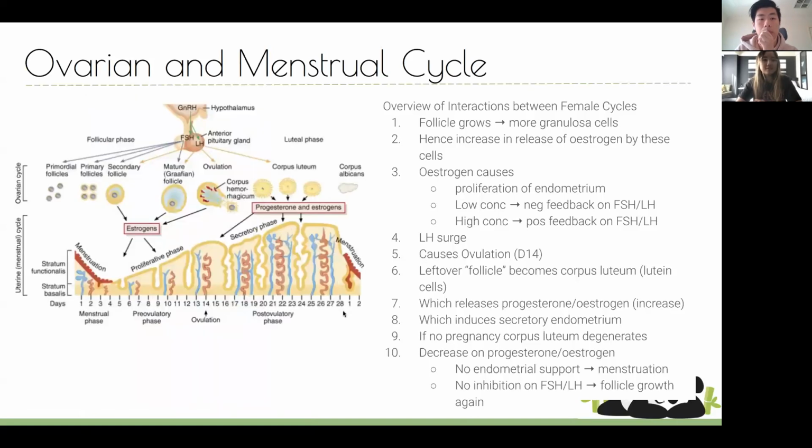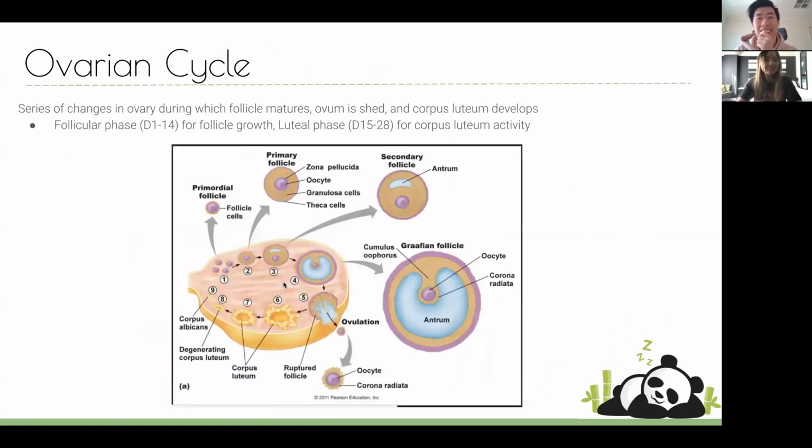This is another picture just for visual learners like me. So, the ovarian cycle. We'll go through this a little bit again in a little bit more detail. It's specifically the changes in the ovary during which the follicle over here matures, the ovum is shed during ovulation, and the corpus luteum develops.